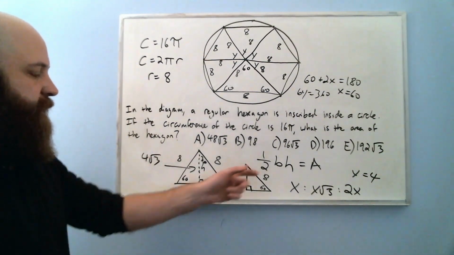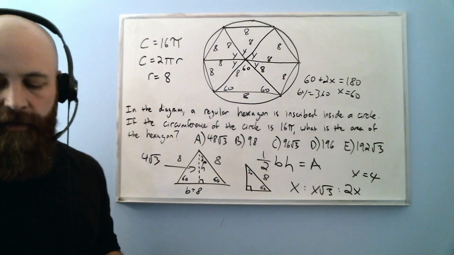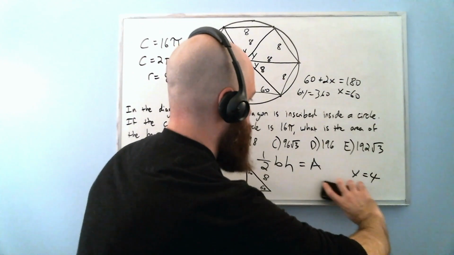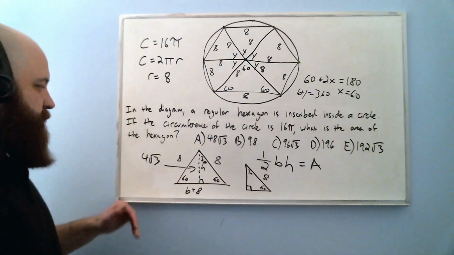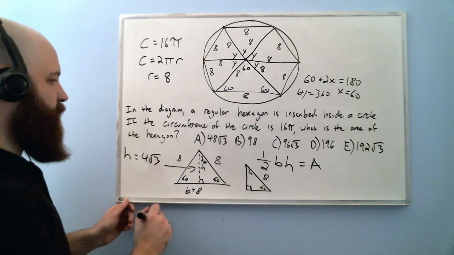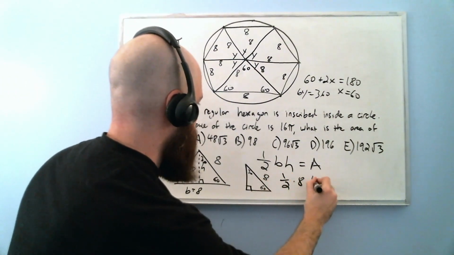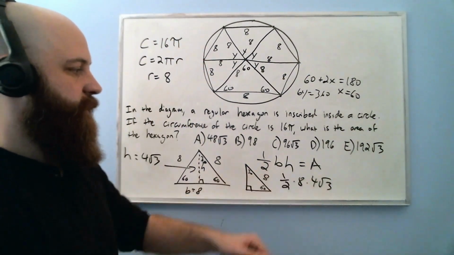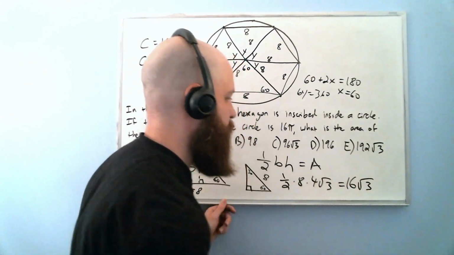Okay, great. So now I can plug that into 1/2 base times height, get the area of this equilateral triangle, and then I should be able to get the area of the hexagon. Base is 8, height is 4 root 3, so 1/2 times 8 times 4 root 3. 1/2 times 8 is 4. 4 times 4 root 3 is 16 root 3.